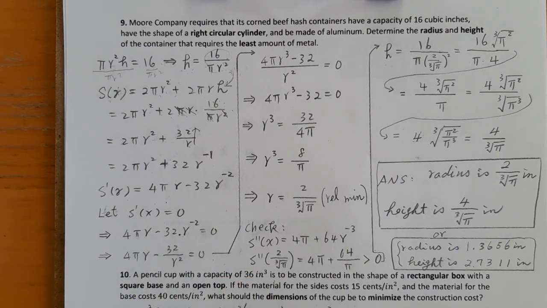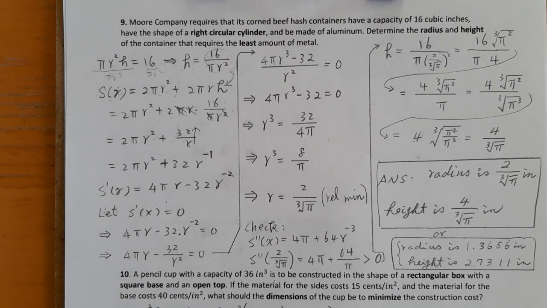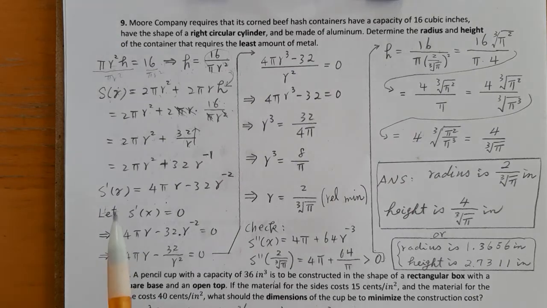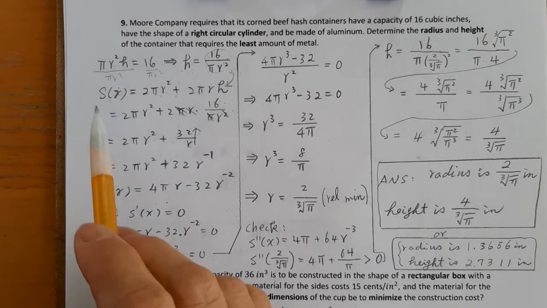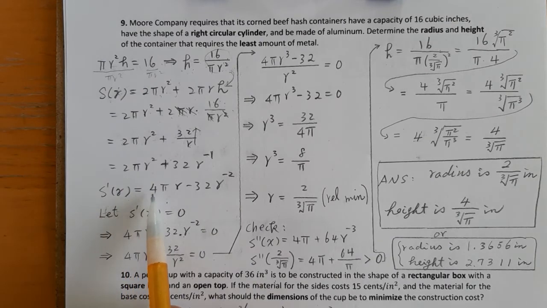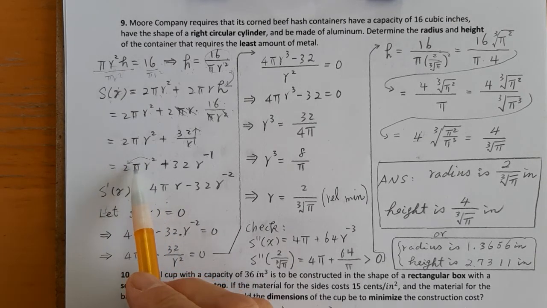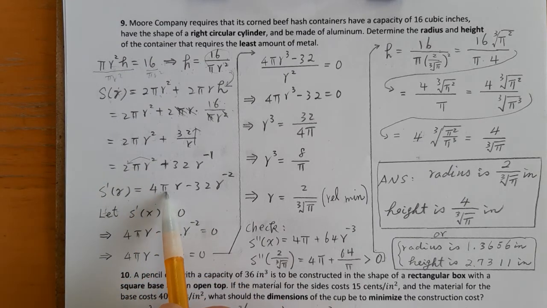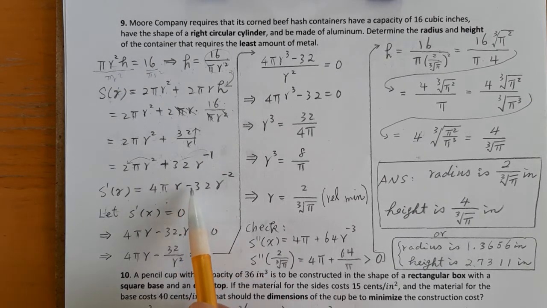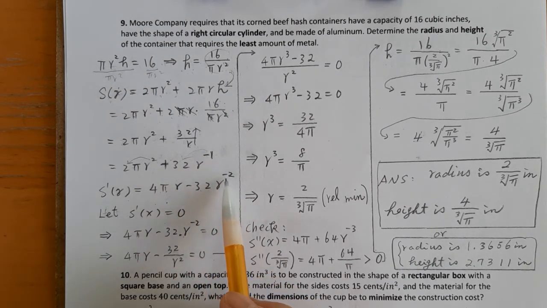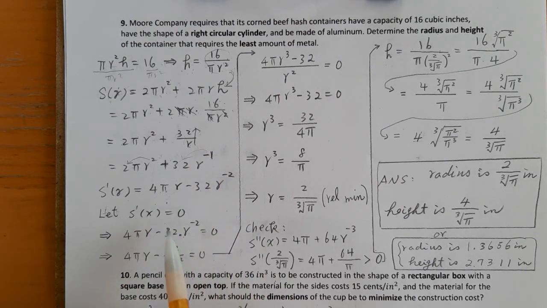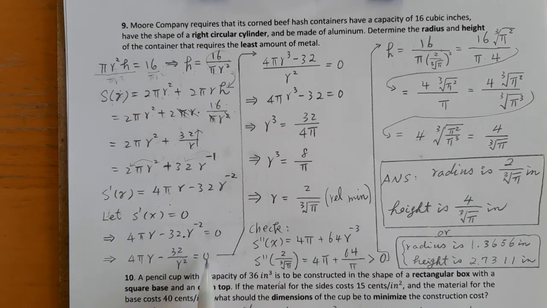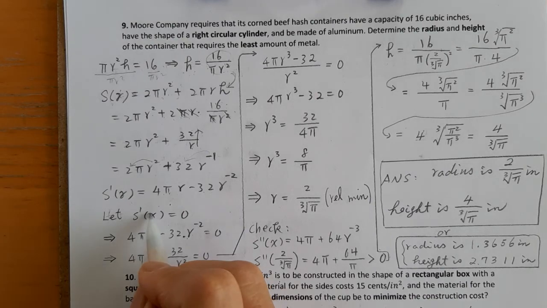function minimum. We can use the first derivative test. We can find the first derivative. So S prime of r equals 2 pi times 2 is 4 pi r, 2 minus 1, so r to the power 1. Negative 1 times 32 is negative 32 r, negative 1 minus 1 is r to the power negative 2. And let this first derivative equal 0.